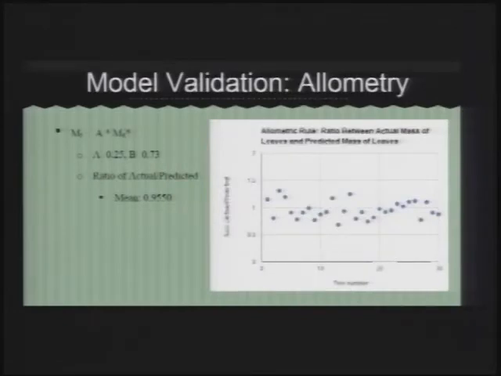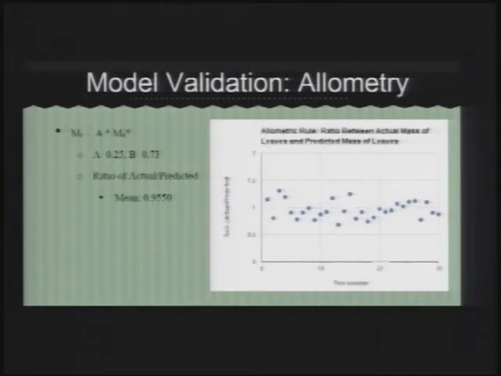So now that we have a model, we want to validate it against those allometric rules, as Eli talked about, which were proportions or relationships between trees. So first, this allometric rule states that the mass of the leaves is equal to some constant times the mass of the stem to another constant, which you can see on the screen.